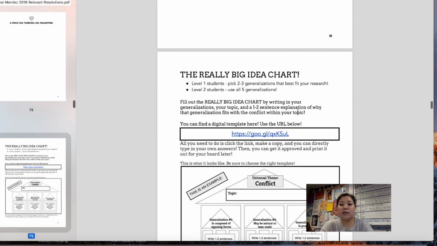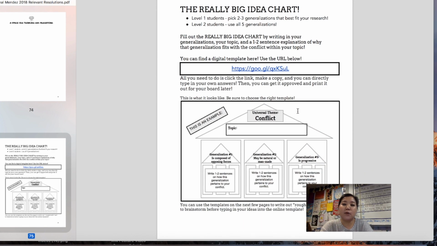So now I'm going to move on to the next thing. This was a component, if you're a 7th and 8th grader, you probably remember this, that was required last year, where you had to have a big idea chart and you put it on the back of your board. This year, we decided to put it on the front of your board. Everybody is going to have their big idea chart all about conflict because, like I said, there are 12 universal themes, but this year we're going to only focus on the universal theme of conflict.